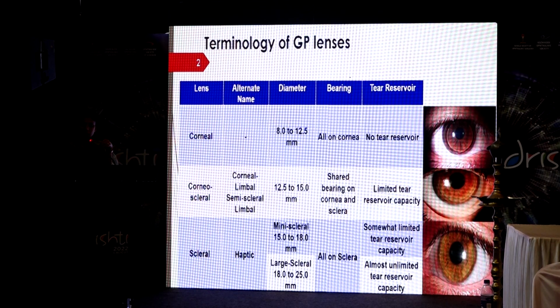Notice that under the corneoscleral lens I also mentioned 15 mm diameter. It could be a 15 mm corneoscleral lens, and you can have a mini scleral lens which is also 15 mm. The difference between the two is not the size by which you classify, it is the design. A corneoscleral lens will have shared bearing between cornea and sclera, whereas a mini scleral lens of 15 mm will have all its bearing on the sclera. You need to be very clear about the terminologies of gas permeable lenses before I move further in my talk.